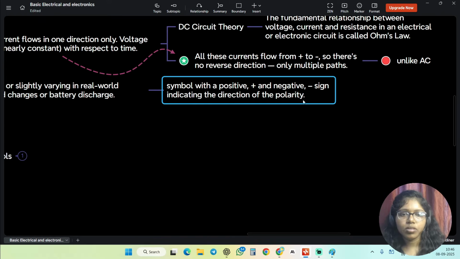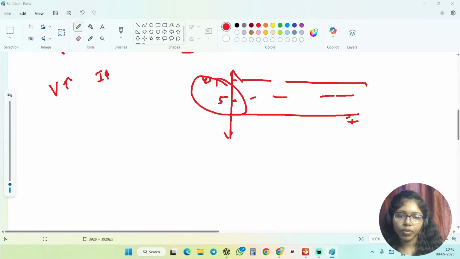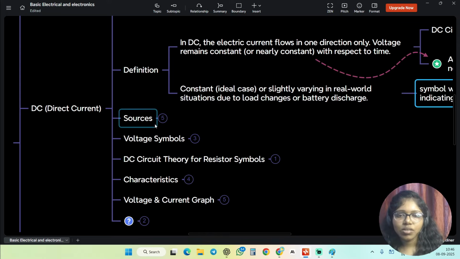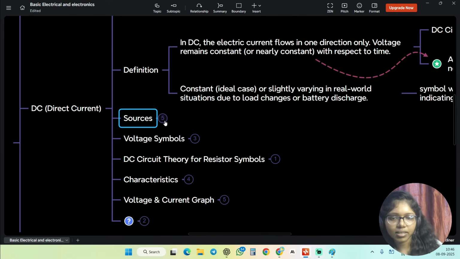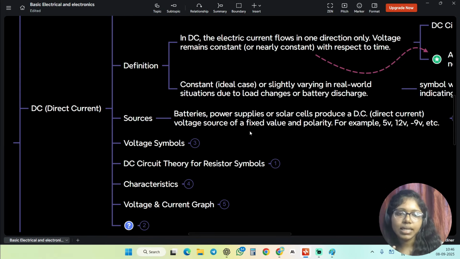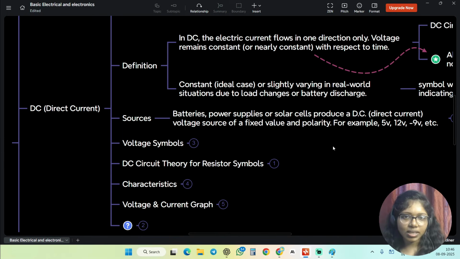The symbol is always represented with a positive and negative sign indicating the direction of the polarity, showing how the current moves. Next, what are the sources that create this direct current? First of all, batteries, power supplies, and solar cells. These are the things that help you produce direct current.